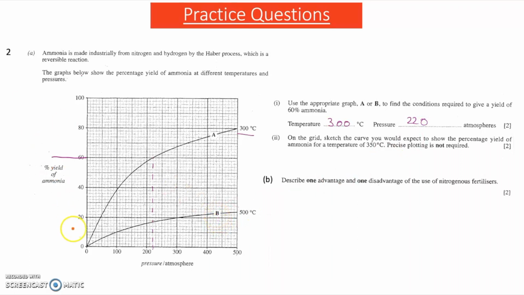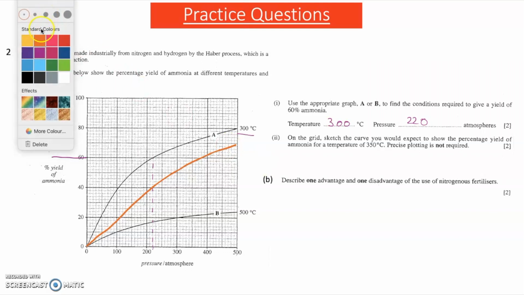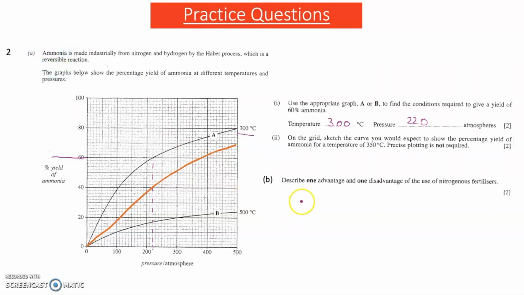So for part 2, you have to sketch a curve for the percentage yield of ammonia at 350 degrees C. Well, increasing the temperature would decrease the yield. So you need to plot a graph, and it needs to follow the same trend as the other 2 plots. It just needs to be lower than 300 degrees C and higher than 500 degrees C. So 1 mark if you plotted a graph and it had the same trend as the other plots, and 1 mark if you plotted it correctly between the 500 and 300 degrees C plots.